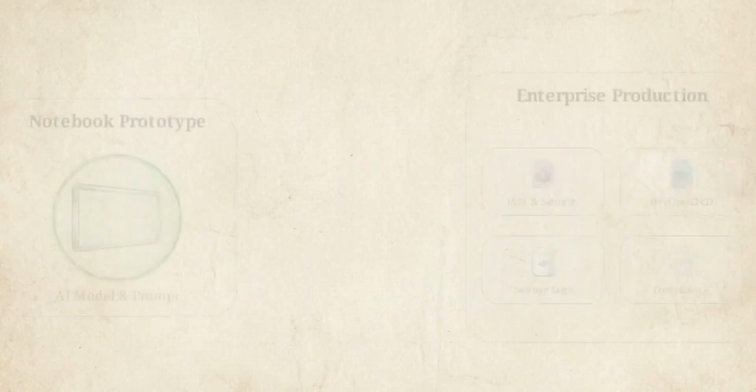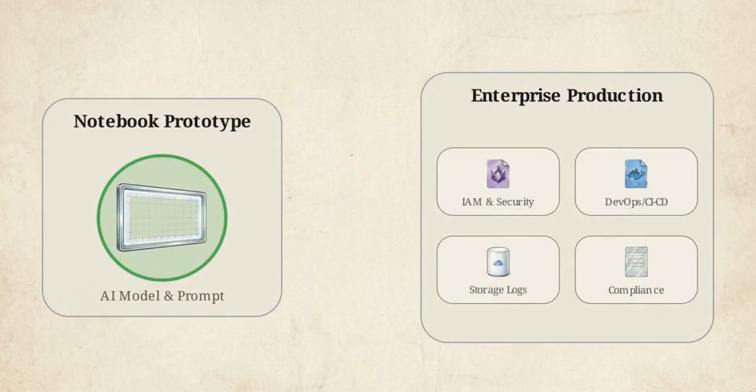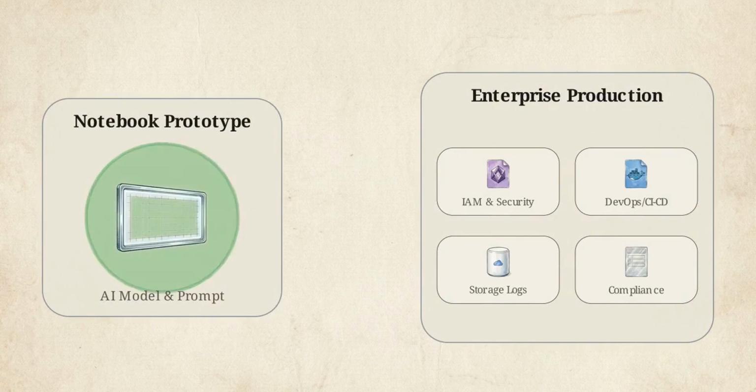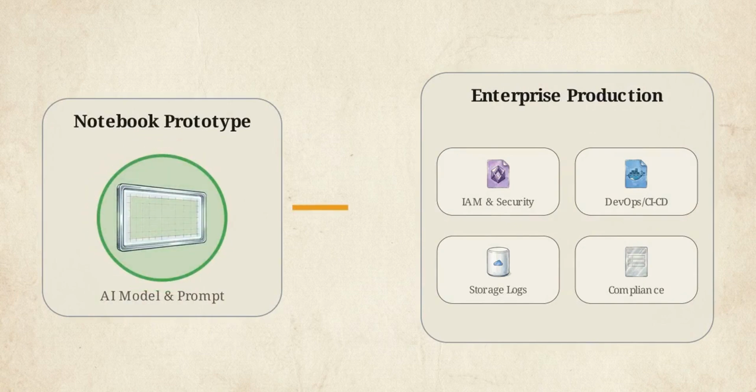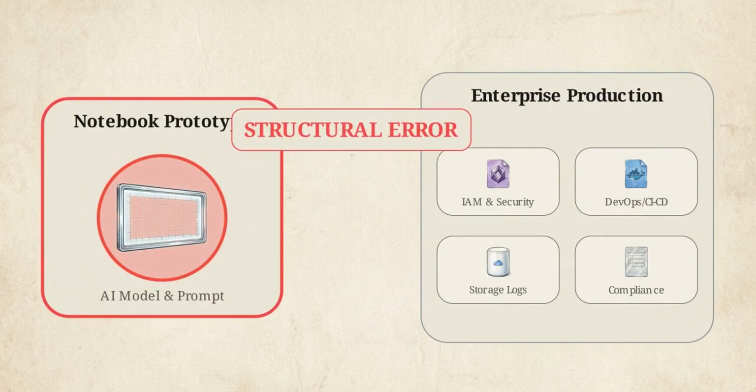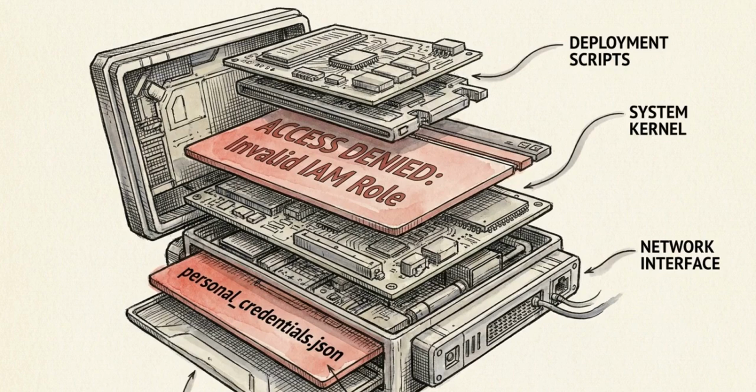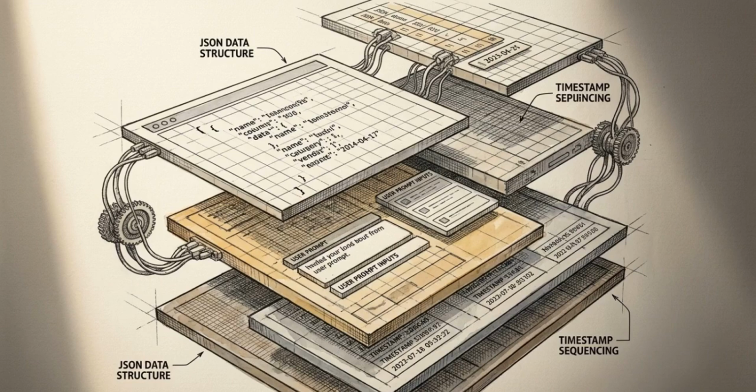Sprint 2 exposes a central paradox. The model remains accurate and the system prompt is sound, yet the agent fails. The collapse happens at the structural engineering level. Security teams often reject the use of personal credentials for IAM roles. Simultaneously, compliance departments require audit logs of every prompt and response formatted to specific data retention standards.